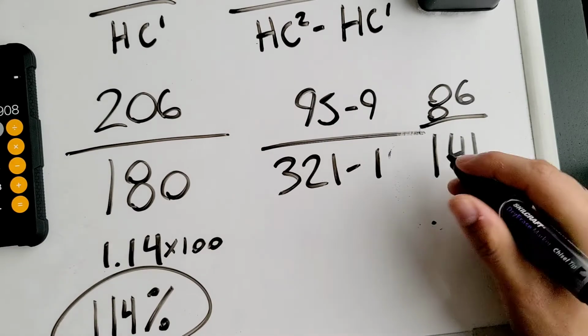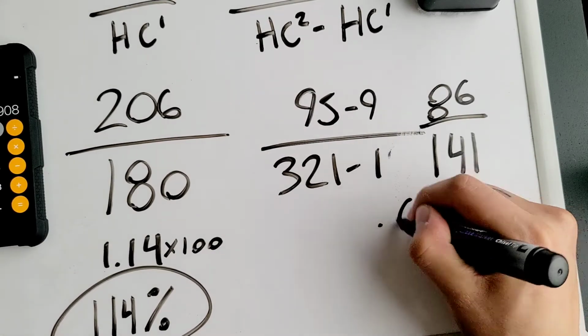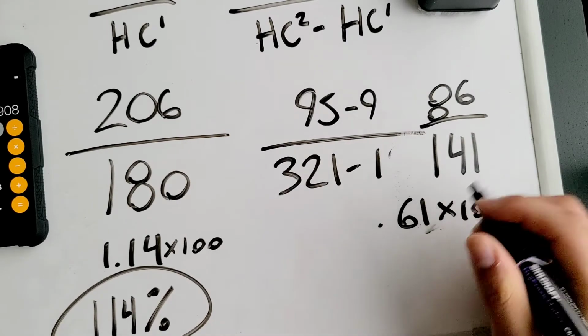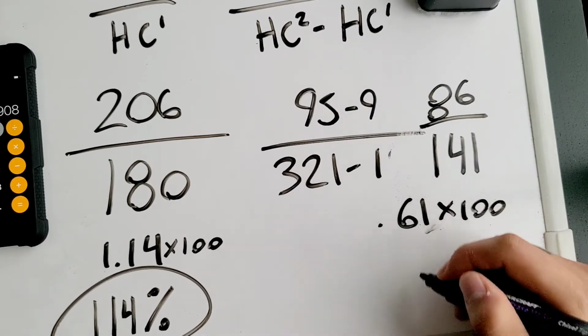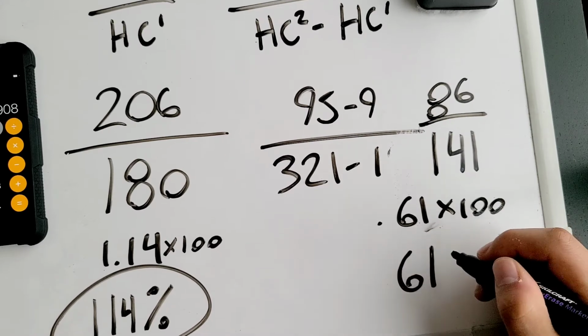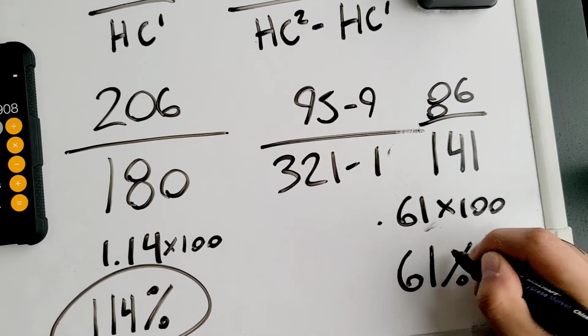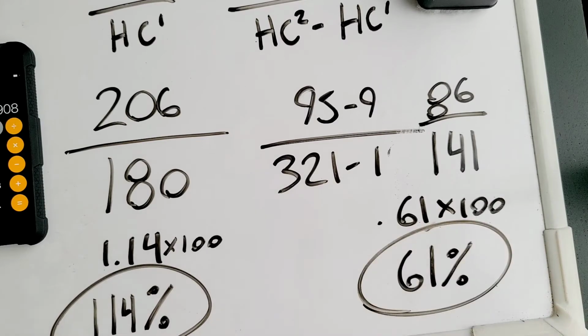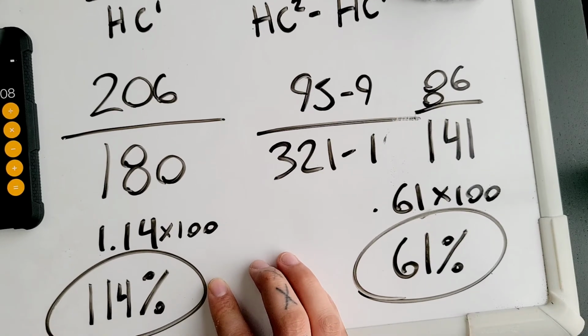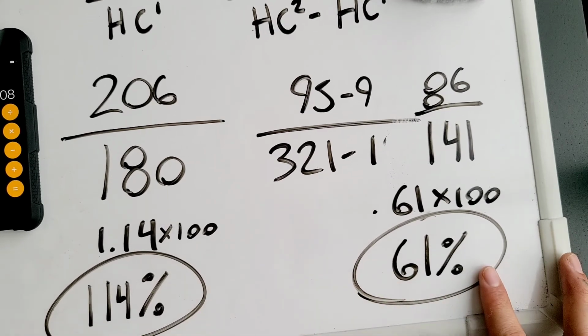So 0.61, we multiply that by 100 again to get our percentage. So this one ends up being 61%. So your beef stew is 114% and your ravioli ends up being 61%.